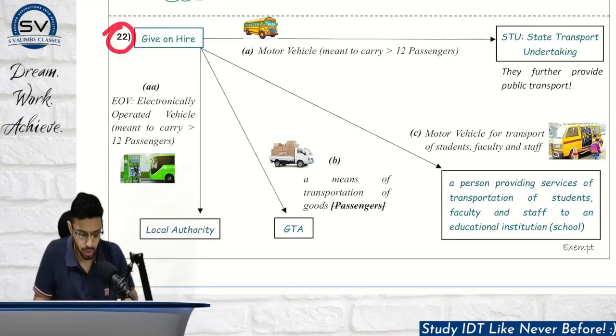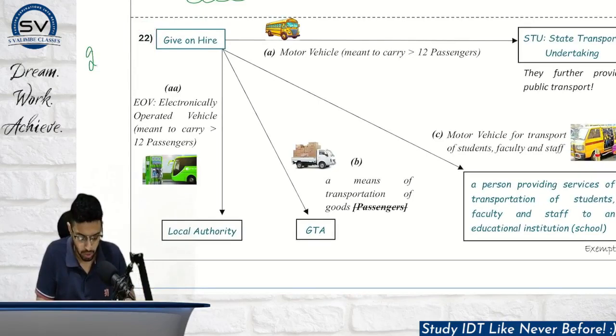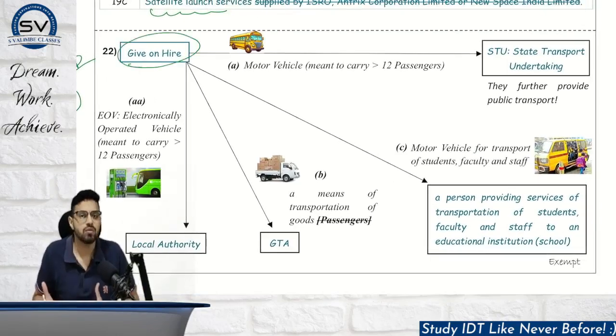Okay, next, entry number 22. This is again very important. 4 services are covered. First, what is the main service we have been talking about? Then 4 cases we will cover. We are giving a motor vehicle on rent.